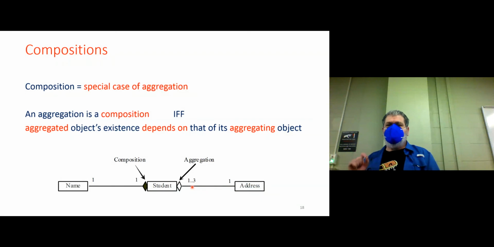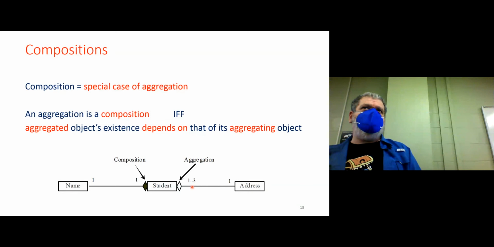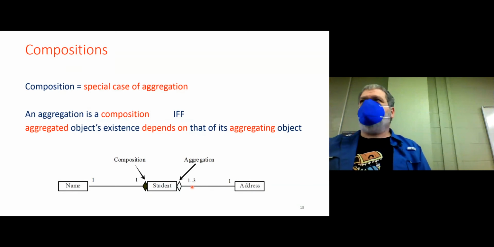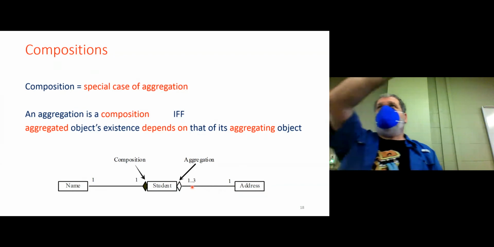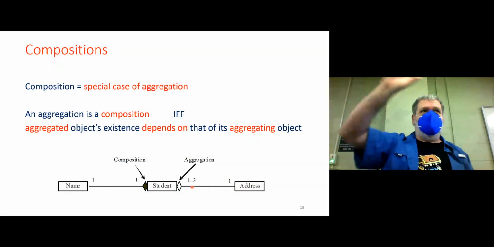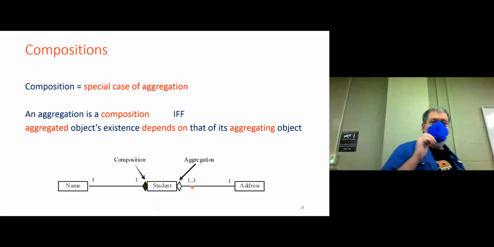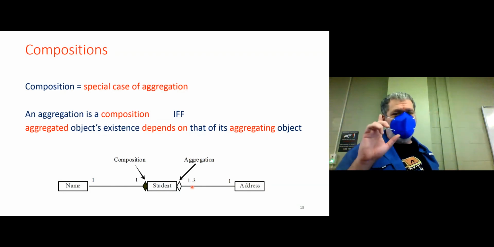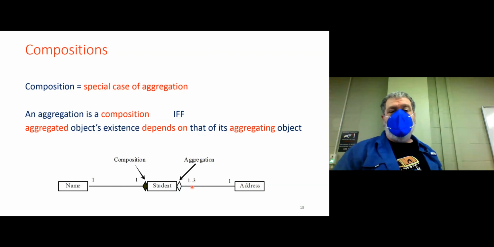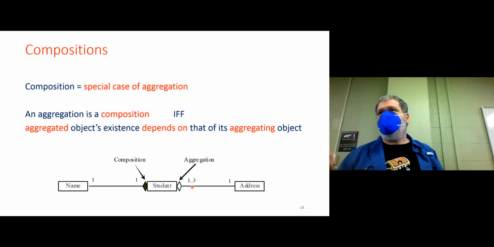An aggregation is a form of composition. Sorry, an aggregation is a composition. So composition is not only a subtype of association, but it's even more specifically a subtype of aggregation. Okay, so you have association, the general term, then you have aggregation, and then you have composition that is a subtype of aggregation. Sorry, an aggregation is a composition, I keep making the same mistake, if and only if the aggregated object existence depends on the existence of its aggregating object.